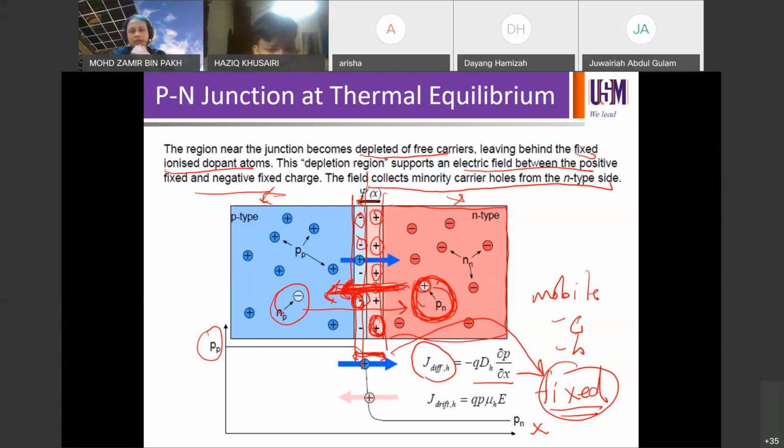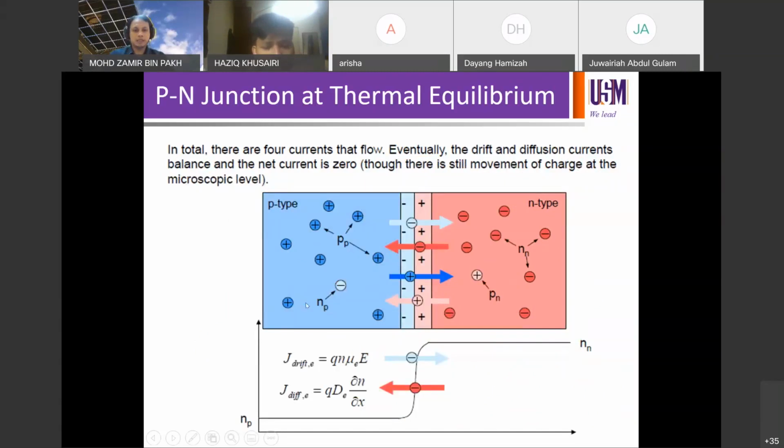During the movement, we're going to have a drift component, and that will be given by J drift, which is given by the equation that we learned before, J drift equals q p mu_h E, due to the presence of the electric field. The same thing is going to be seen in the p-type for the electron as well.